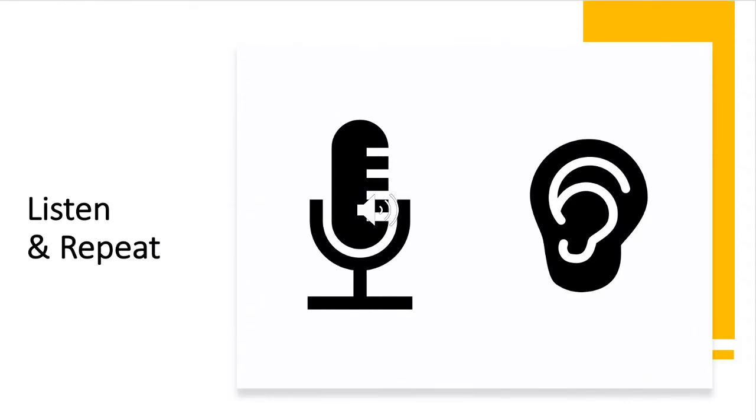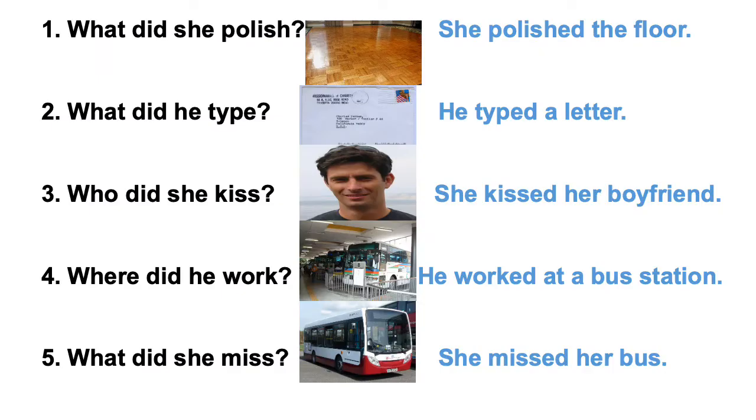Listen and repeat. What did she polish? She polished the floor. What did he type? He typed a letter. Who did she kiss? She kissed her boyfriend. Where did he work? He worked at a bus station. What did she miss? She missed her bus.